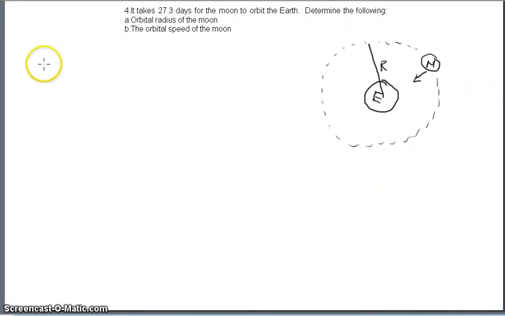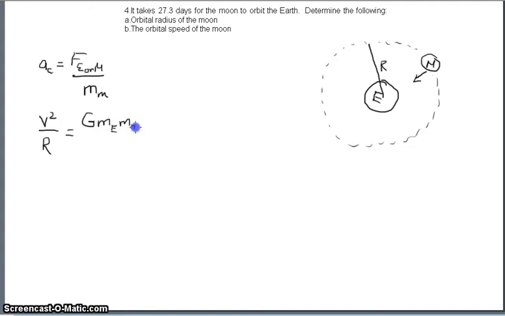If we look at Newton's second law for the moon, we have a_c is equal to the force of the Earth on the moon divided by the mass of the moon. Alright, since we are assuming it's a circular path, we have the orbital speed v squared divided by the radius of the circular path is equal to capital G times mass of the Earth times mass of the moon divided by the orbital radius squared divided by the mass of the moon. Alright, looking at this, we can divide out the masses of the moon.